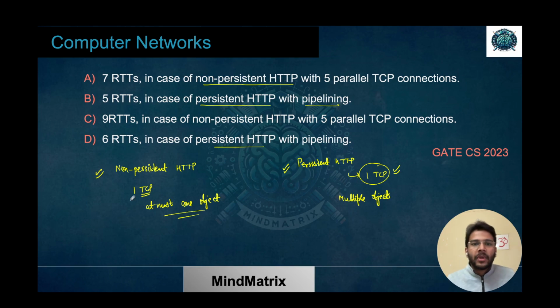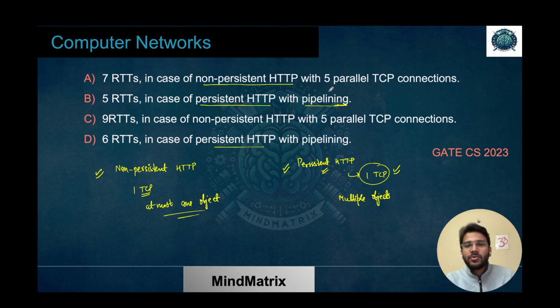Now, in the options, it is also saying persistent HTTP with pipelining. What is the meaning of pipelining here? Pipelining says that a new HTTP request could be sent to the server without receiving the acknowledgement. You have sent one request, and now, without receiving the acknowledgement of this request, you can send another request. That is pipelining. One after another, you can send the request. That is persistent HTTP with pipelining. Clear? You don't have to wait for the acknowledgement. Simple. Fine.